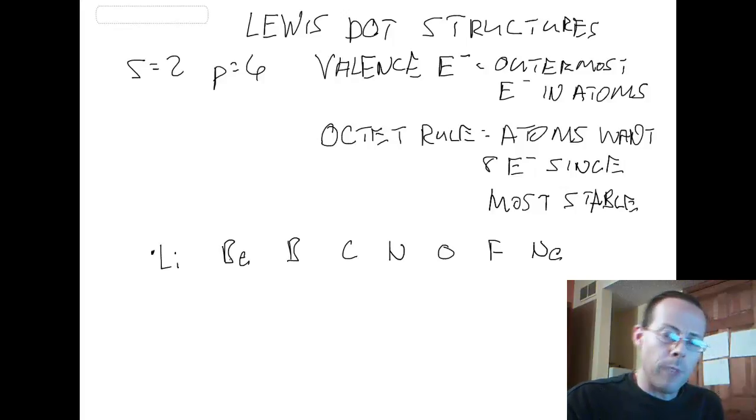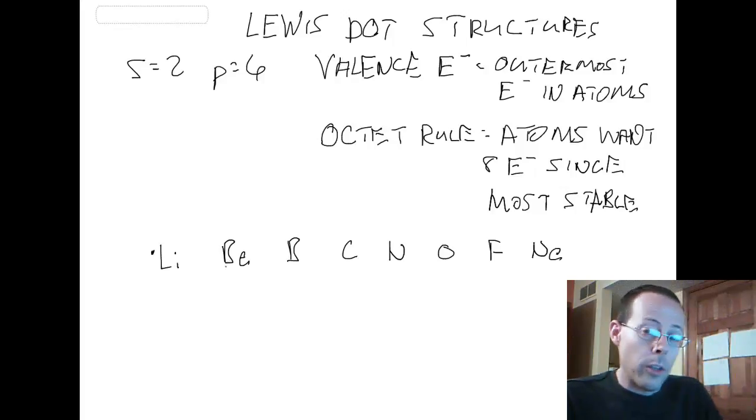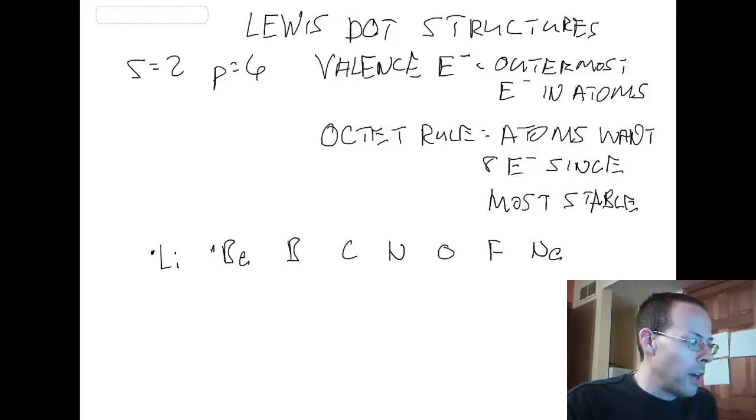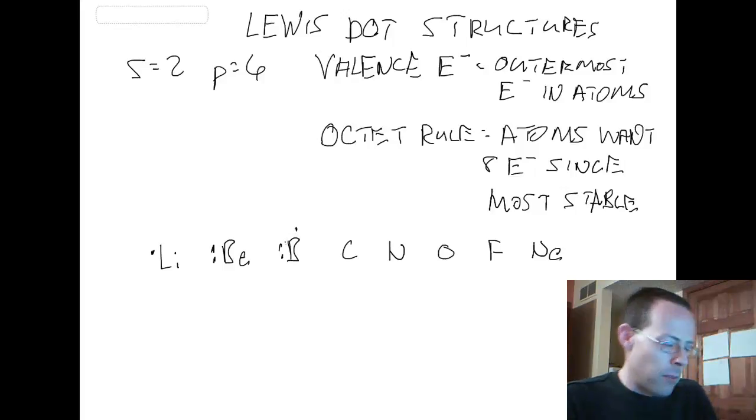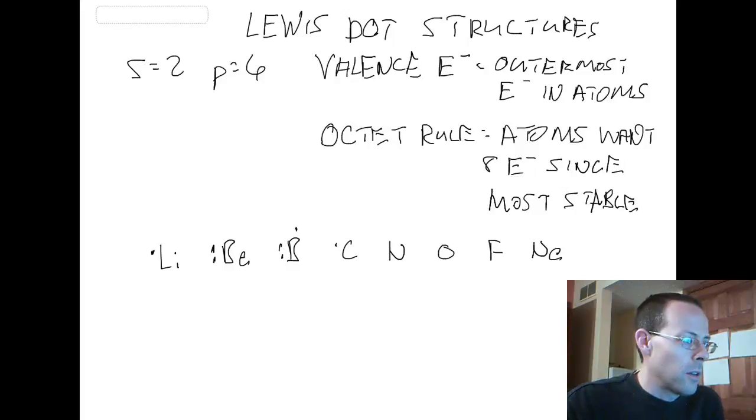For beryllium, because it goes 2s1, 2s2, we're going to put 2 dots. We're going to put them in the same spot because they're in the same energy level. For boron, we're going to go 2s1, 2s2, and then on one of the sides, either top, right, or bottom, doesn't matter, we're going to have our first p, so 2p1. Carbon, we're going to go 1, 2, and then just like with the Aufbau hotel, we're going to put 1 in one orbital, 1 in another.